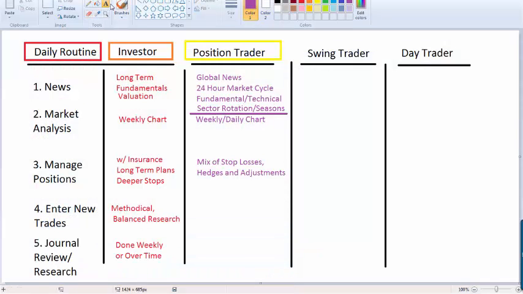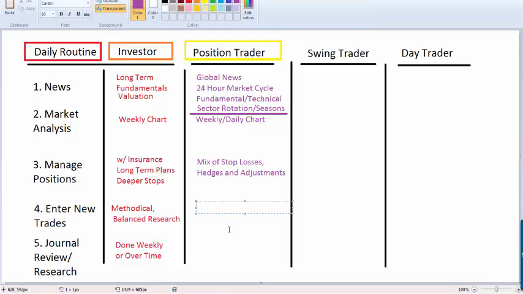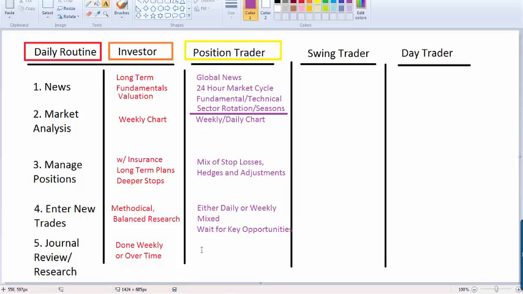When do we enter new trades as a position trader? It's either daily or weekly. It's really mixed. You do it over time. You essentially wait for key opportunities. Now you may be thinking, well, Tim, I always wait for key opportunities. Not as a day trader necessarily. It's a different mindset. Day traders try to get in there and at least scalp a few pips. They try to do something with their portfolio each and every day.